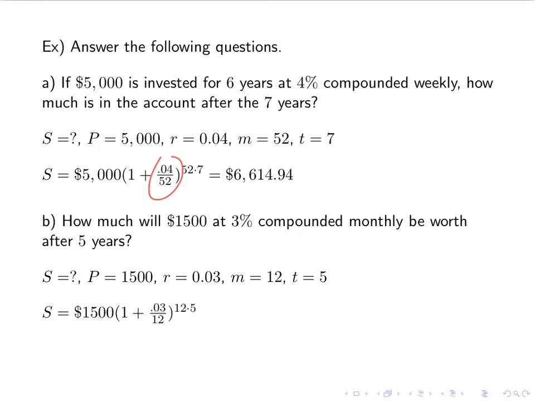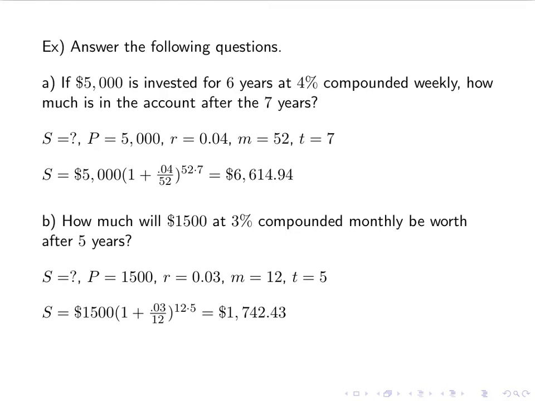Just make sure order of operations is maintained and you have parentheses around your exponent. But there's absolutely zero rounding in the middle of the problems. You only round at the very, very, very end because it's money and money has 2 decimals. So if we do out part B, we should be getting $1,742.43.